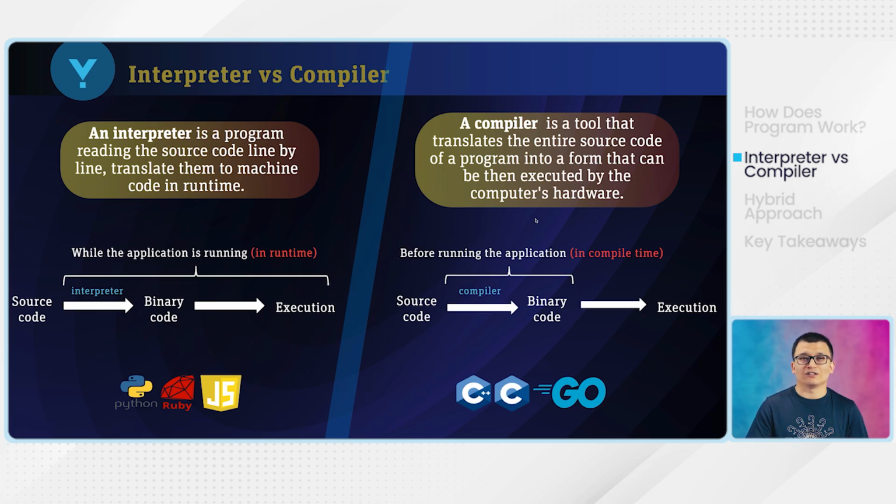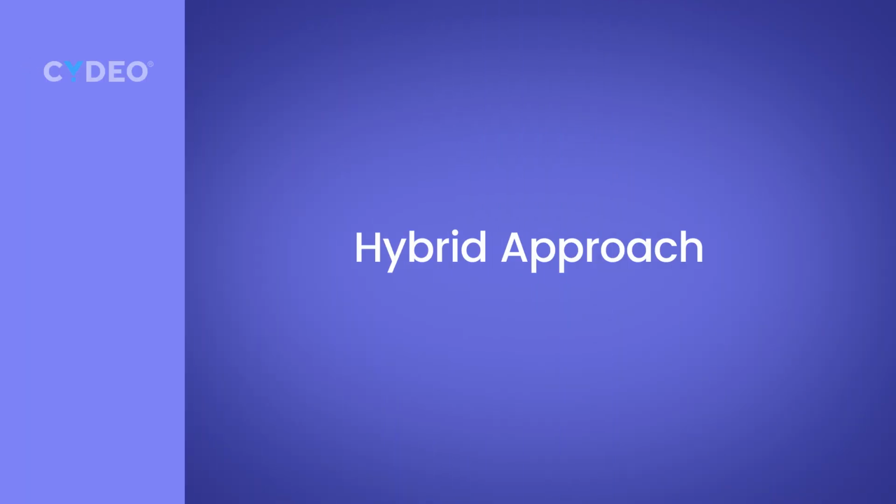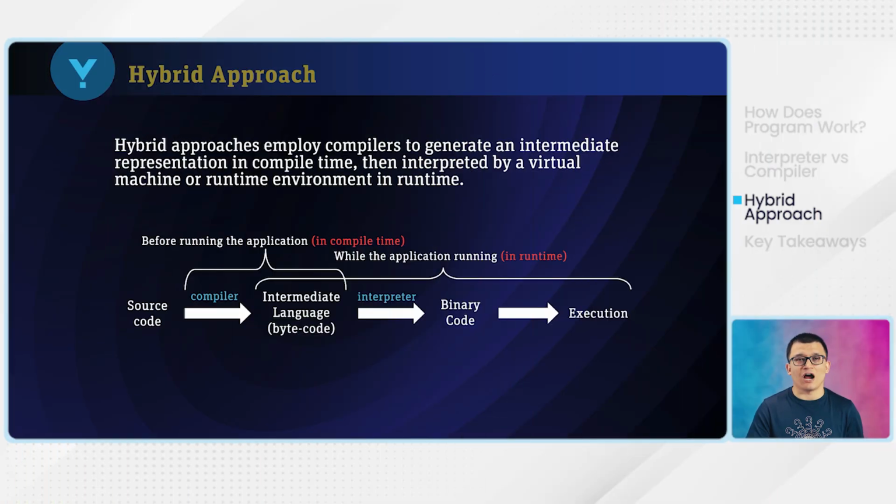Okay, and some other languages do use both interpreter and compiler, the ones that are using the hybrid approach. So what is this hybrid approach then? Well, the hybrid approach is basically the combination of both compiled and interpreted language. Okay, this gives the programming language the best of both interpreter and compiler. Both of them have their own advantages, right?